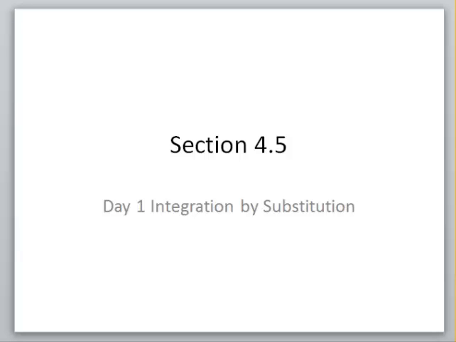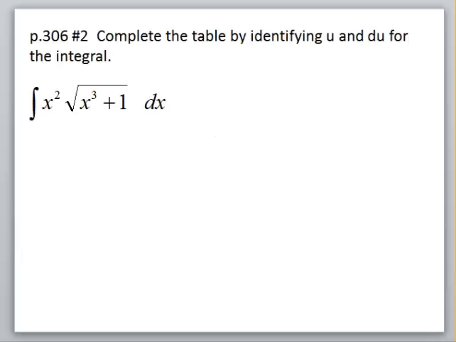Alright, today we're going to start integration by substitution. There are many integration techniques, but you actually learn those in Calc 2. This is the one technique that we learn in Calc 1, and that's integration by substitution. So what we're going to do is get started and talk about how you would do something along these lines.